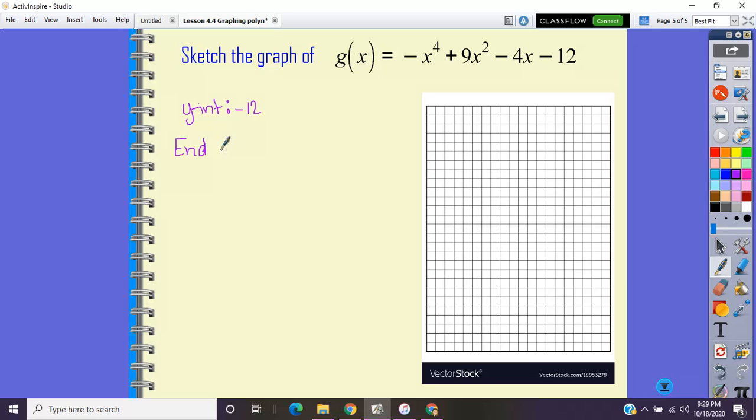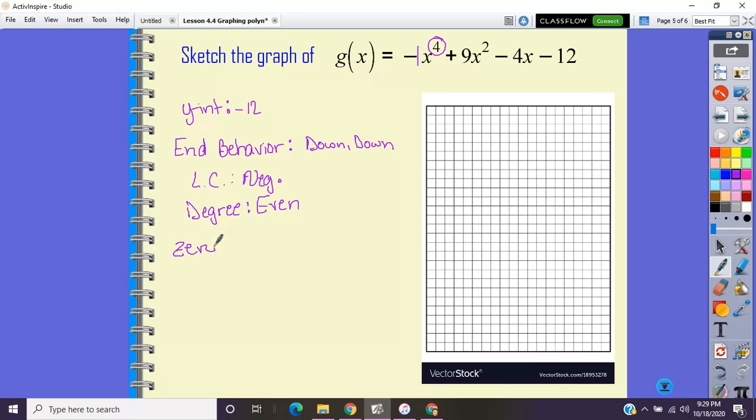All right, let's find the end behavior. To know this, we can see our leading coefficient is a -1. So we're going to say our leading coefficient is negative. And our degree happens to be 4, which is an even number. So we're going to say our degree is even. So if our leading coefficient is negative and our degree is even, I can look at that chart and see that my end behavior is going to be down, down.